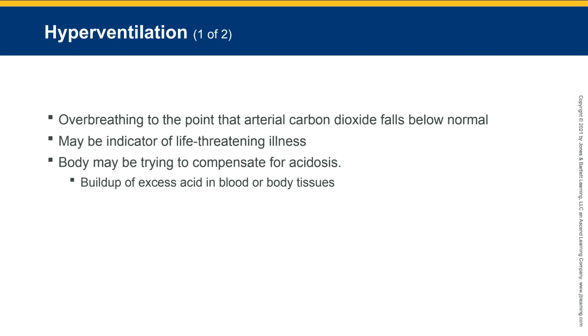Now, hyperventilation or panic attack. This is overbreathing to the point that arterial carbon dioxide falls below the normal level. It may be an indicator of life-threatening illness. The body may be trying to compensate for acidosis, which is a buildup of excess acids in the blood or body tissues. So it could be that the patient is genuinely having a panic attack. They got some bad news or something occurred and they start to panic and overbreathe the carbon dioxide. So they drop the carbon dioxide levels.